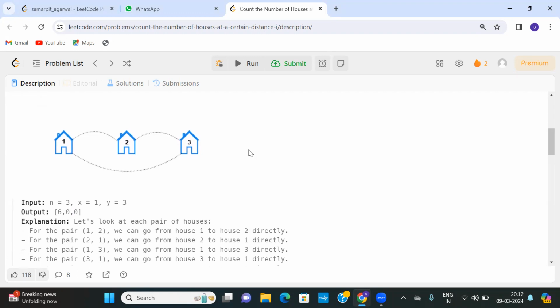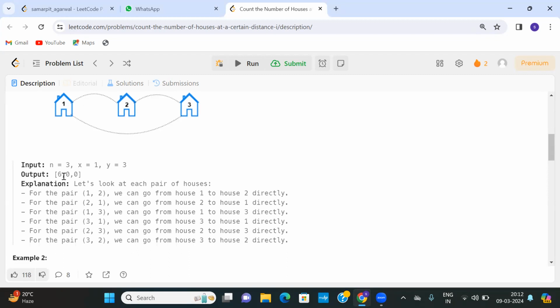Now, what is the minimum number of streets that we should take in order to reach from 1 to 2? It's a single street. Similarly, from 2 to 1, also a single street. So, result at the index of k: it means at first position, we need to return the number of pairs such that the minimum distance required is only 1. In this particular question, if we want to reach from 1 to 2 or 1 to 3 or from any pair, the distance will always be 1.